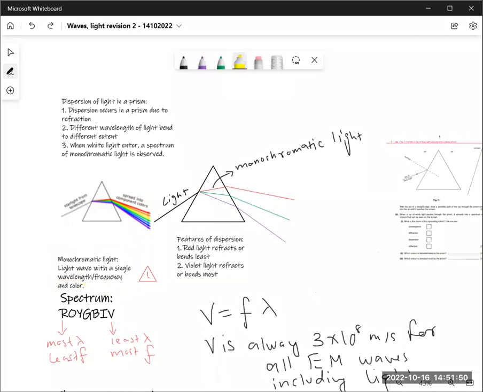So wavelength and frequency. Look, if wavelength is single, then frequency will also be single. So you can write both wavelength or frequency. In the question, they'll also say wavelength or frequency. So a light wave with a single wavelength or frequency and color is basically monochromatic light. So write this over here. Now tell me when you're done, and we'll look at the past paper question.